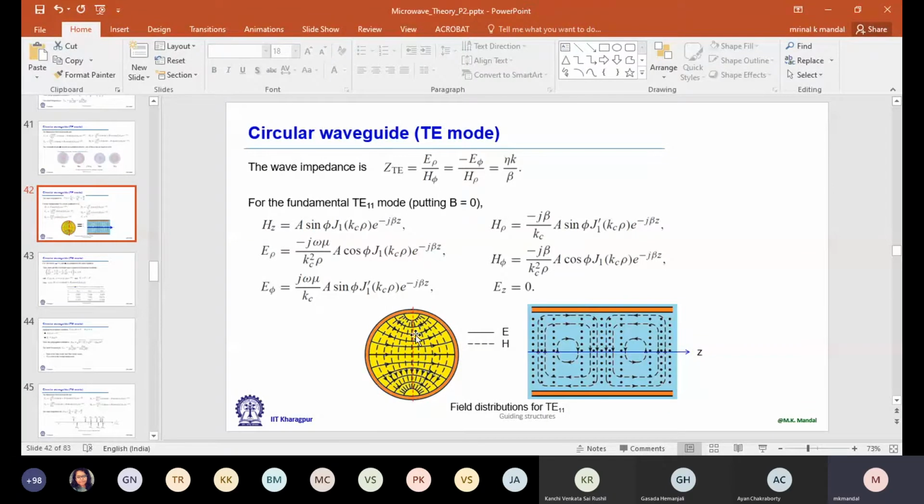So the left-hand side figure represents the electric and magnetic field distributions on the cross section, and it is TE. So in the direction of propagation, we don't have any electric field component. And the electric field, you see at the center, it is a straight line, and then below and above, it is curved. And what about the magnetic field components?